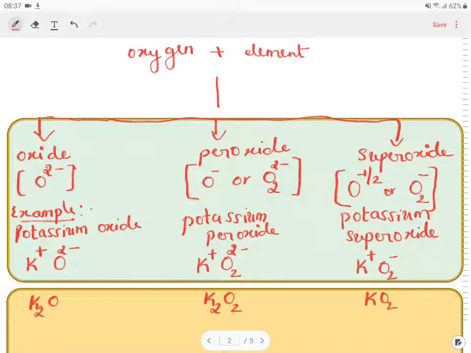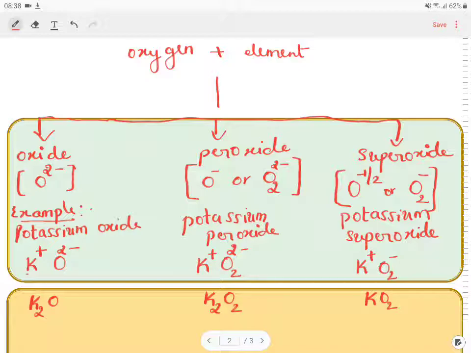By knowing the charge of the cation, we can write the formula. One more important thing: whenever we specify the name, like potassium oxide, on the left hand side we usually write the less electronegative element, and on the right hand side the more electronegative element. Among potassium and oxygen, oxygen is more electronegative, therefore the name ends with oxide.